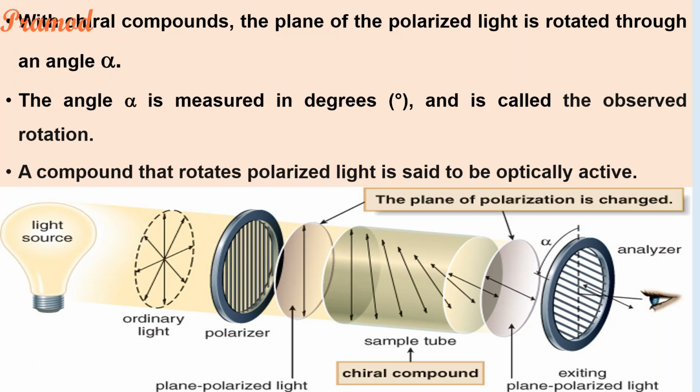Now this light passes through the sample tube, which contains a chiral compound, and the chiral compound rotates the plane polarized light. That rotation is measured by the analyzer. So you rotate the analyzer and measure the degree of deviation of the plane polarized light. This is how you measure the degree of deviation, that is, the rotation.